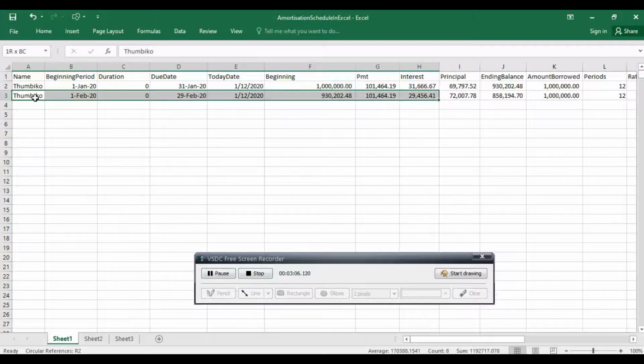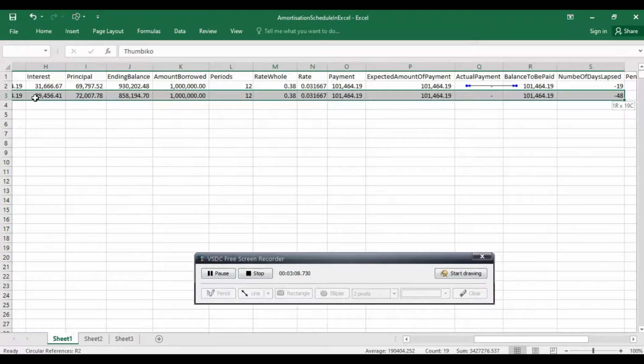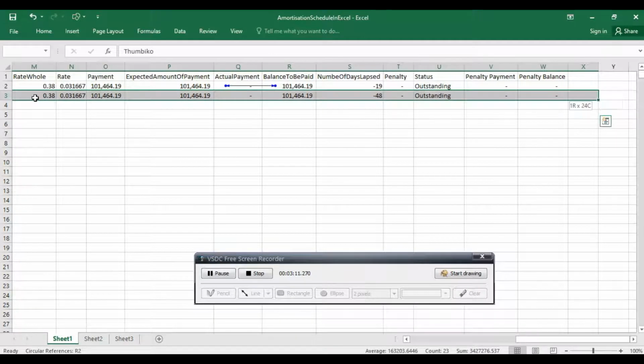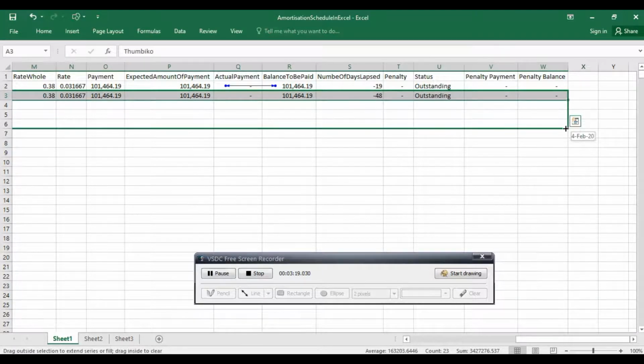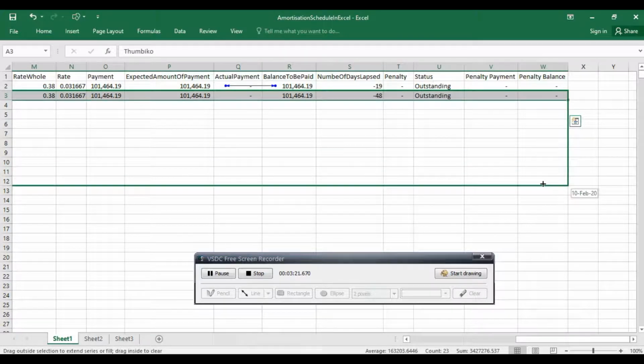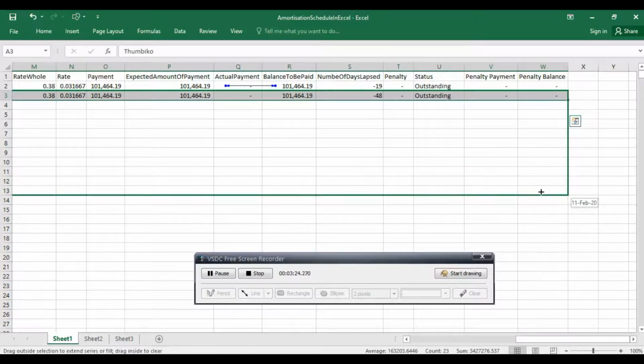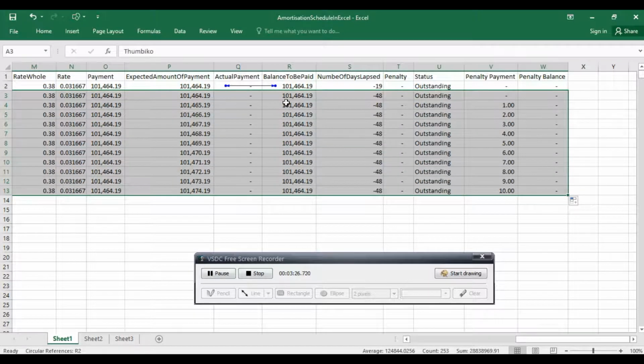The name of the customer is Tumbiko. Just drag down. This is for 12 periods. 12 periods here is at the 13th row, because you have to exclude this one to make it 12. So if you count from here, 1, 2, 3, 4, 5, 6, 7, 8, 9, 10, 11, it's 12.